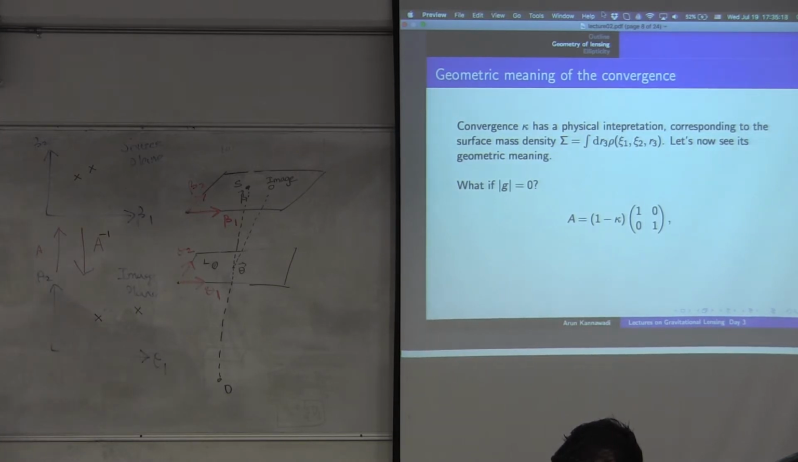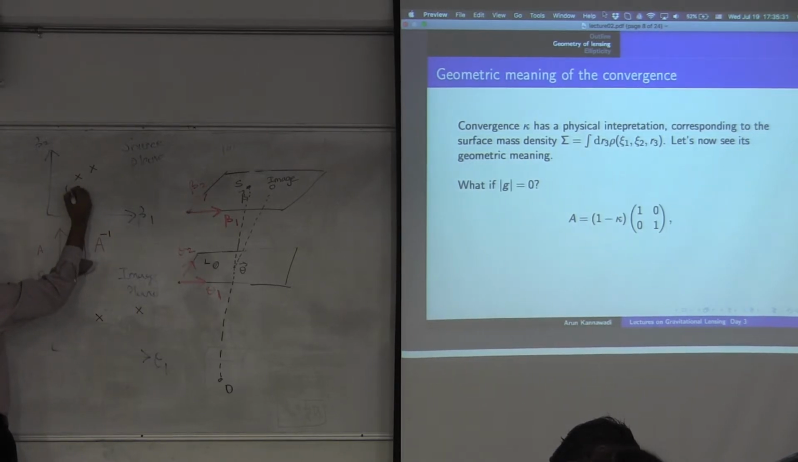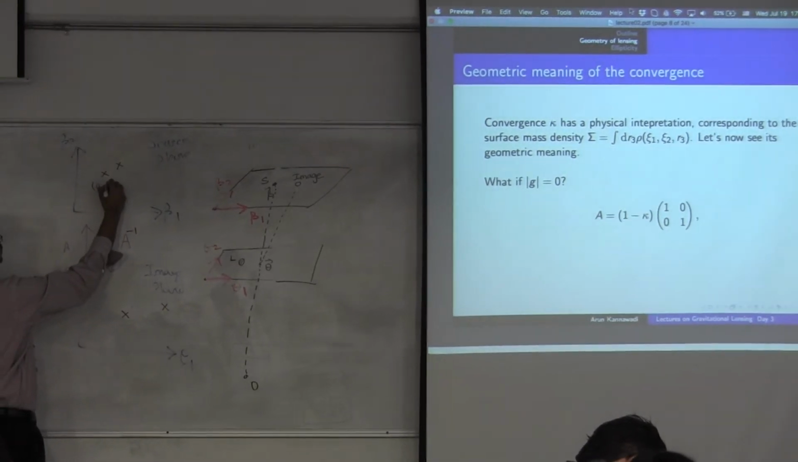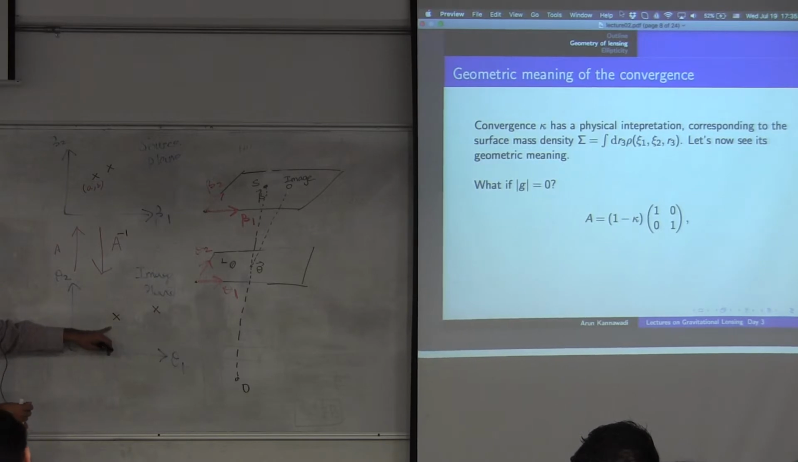Now if kappa is not exactly 0, let's call this beta 1, beta 2, and let's call the position of this as some A and B. What is the position of the corresponding point in the image plane? You can use this matrix then.